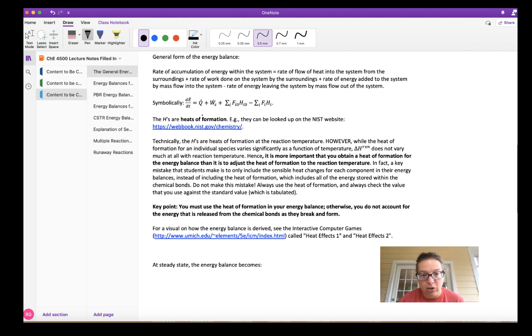So we have accumulation is equal to the heat flow in plus the shaft work being done on the system, plus the sum of the molar flow rates times the enthalpies of the species coming in minus the molar flow rates times the enthalpies of the species coming out. The enthalpies, H's, are actually heats of formation, so they can be looked up for an actual chemical species.